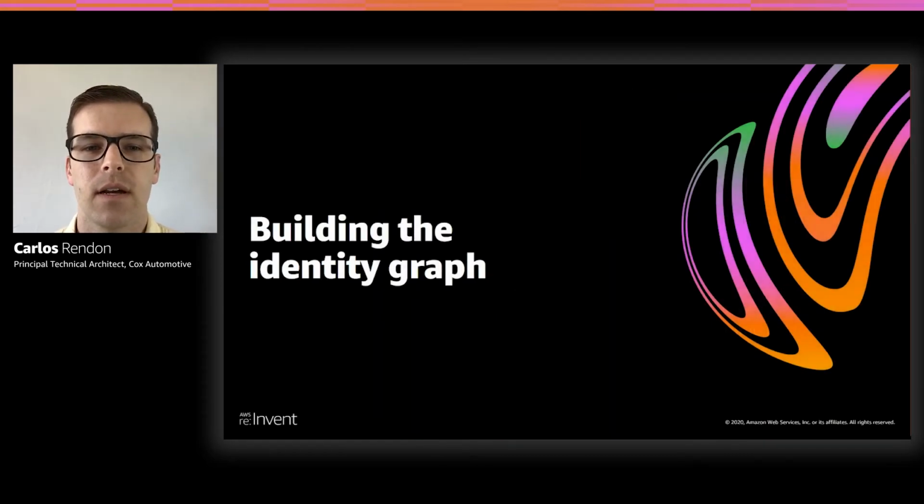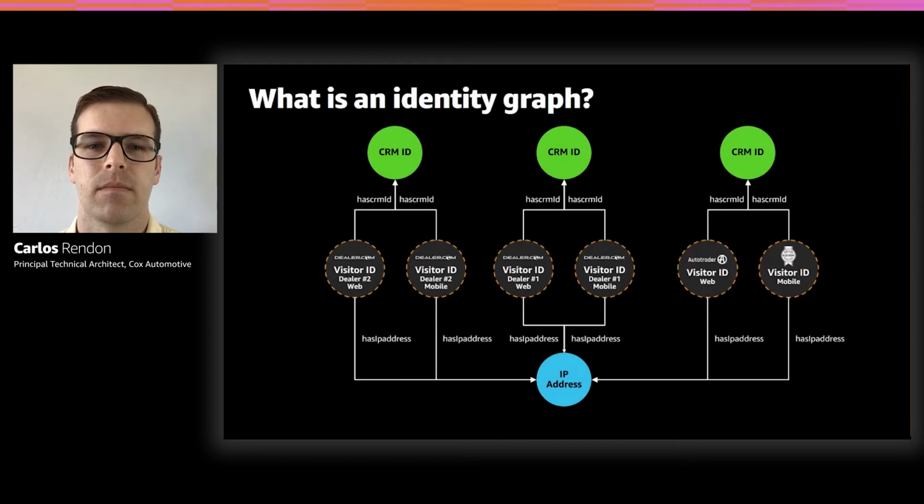All right, now we're going to talk about our journey to building an identity graph. What is it exactly? How do you store the data? How do you support it with technology? What does all of that look like? So let's dive in. On the screen, I've got a graphical representation of the identity graph that we've built at Cox Automotive.